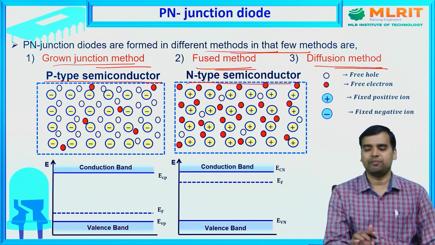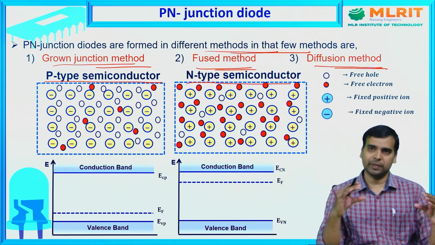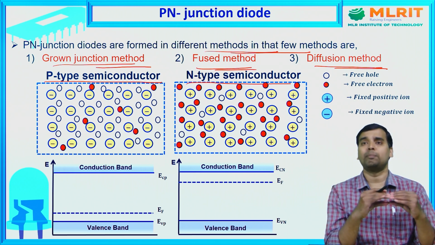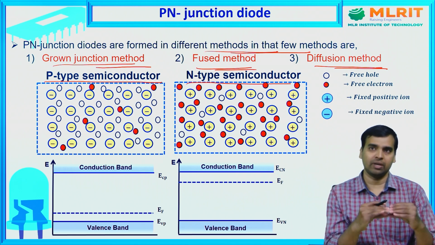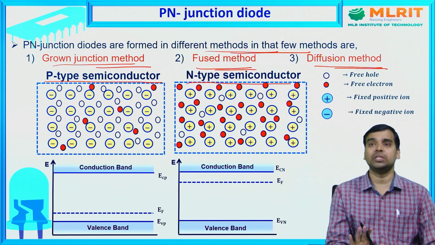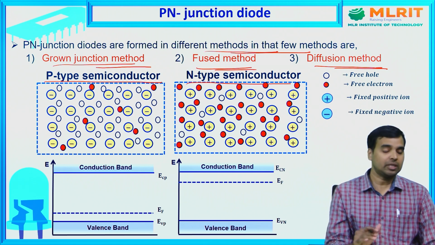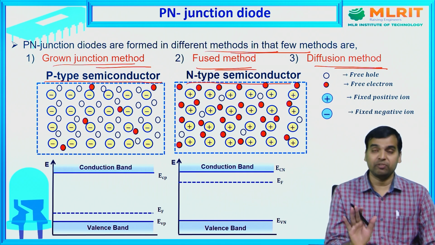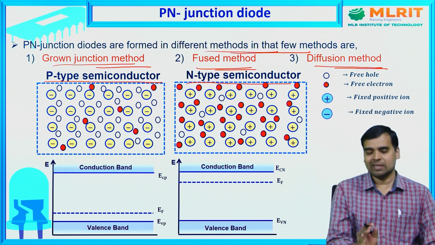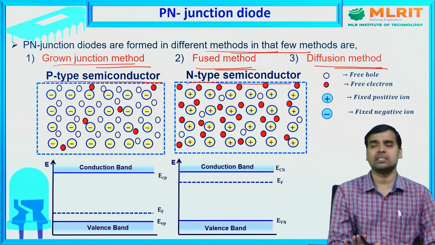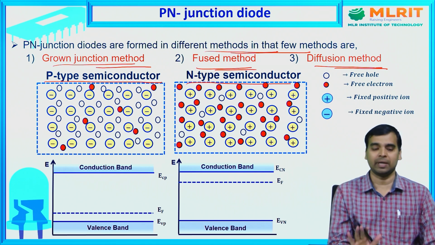When it comes to the fused method or diffusion method, in these two methods they take both p-type and n-type semiconductors. They keep those two semiconductors in contact and apply high heat treatment. In such a way, they form a PN junction diode. So whatever the method, when a PN junction diode is formed, there exists a diffusion process. Before going to the diffusion process, once again let us recall what the charge carriers are in p-type and n-type semiconductors, and what the energy level diagrams are.